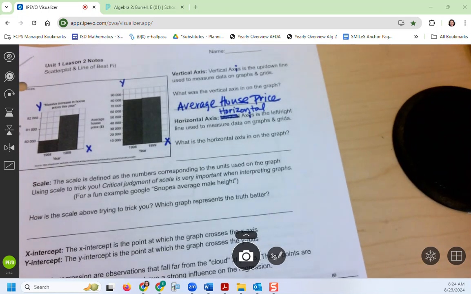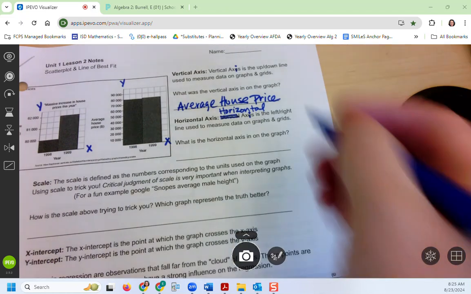Okay, so the horizontal axis is the left-right line used to measure data on the graphs, and in this case, the horizontal axis is measuring the what? The year, good.